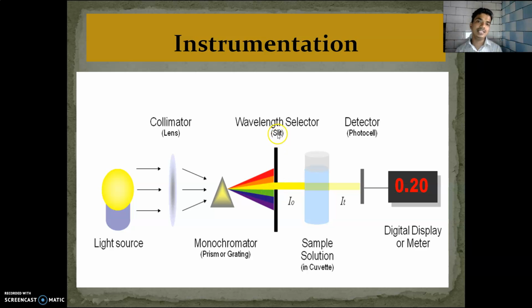monochromatic light through the slit, the wavelength selector, which gives the proper wavelength selection, and it is absorbed by the sample, and the light becomes incident light I0 and transmitted light IT. The sample solution is in a cuvette. And next is the detector. It has an exit slit and an entrance slit, and a digital display or meter.